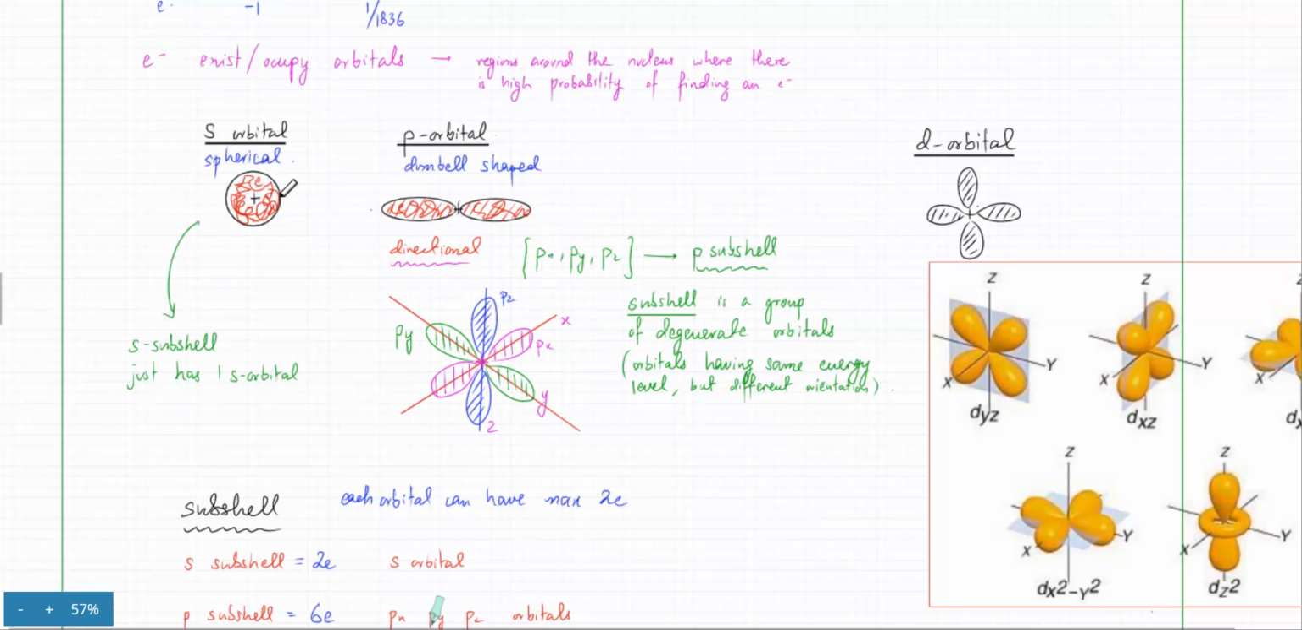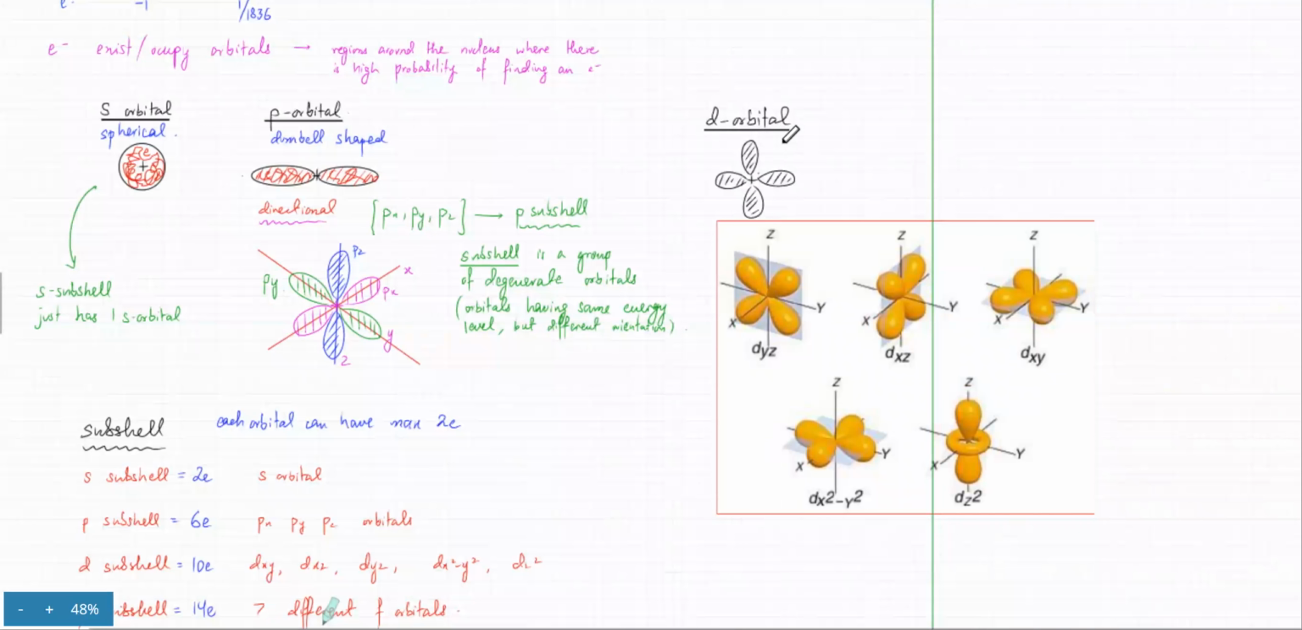The s subshell has just one s orbital because it's not directional. You rotate an s orbital, you get the same thing. Then you had the d orbitals. An electron in a d orbital would exist in four lobes around the nucleus, and that's also directional.